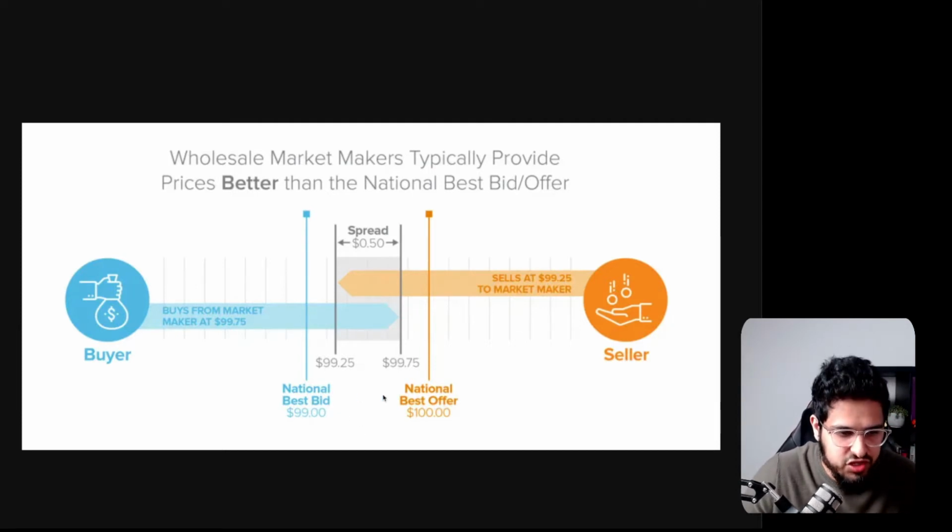What they're saying is if the traditional spread is $1, which you can see here, the difference between the 99 and the 100, they're saying we'll give the buyers a buy price of 99.75.